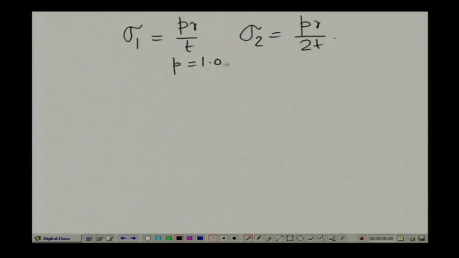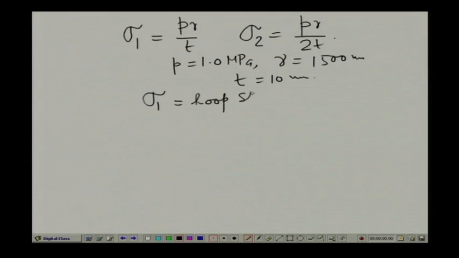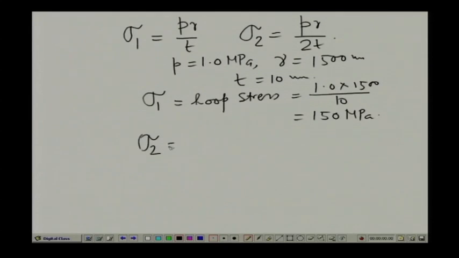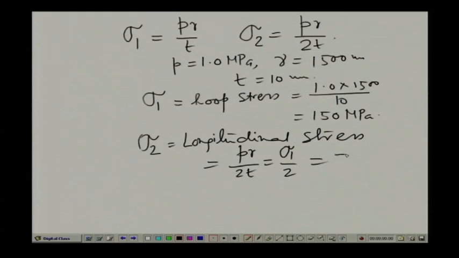Now, let us look into the values of the stresses as we compute. As we have seen, the circumferential stress sigma 1 is equal to P r by t, and the longitudinal stress sigma 2 is equal to P r by 2t. Here, P is given as 1 MPa, r is given as 1500 millimeter, and t is 10 millimeter. Hence, sigma 1, the circumferential stress or the hoop stress, is equal to 1 times 1500 divided by 10, which is equal to 150 MPa. Thereby sigma 2, the longitudinal stress, is equal to P r by 2t, which is nothing but sigma 1 by 2, equal to 75 MPa.